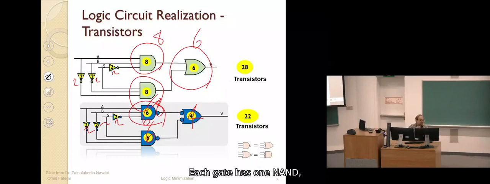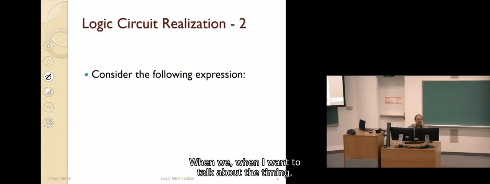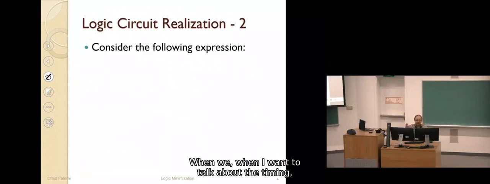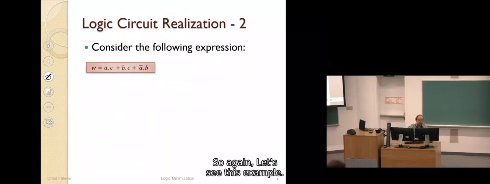Complementary MOS. Each gate has one NMOS and one PMOS transistor. I will show you later, maybe if we have time. When I want to talk about the timing, I will show you the transistor level, and then from there I will give you some timing. So again, let's see this example.